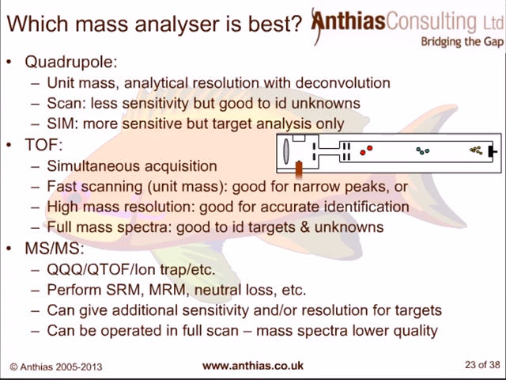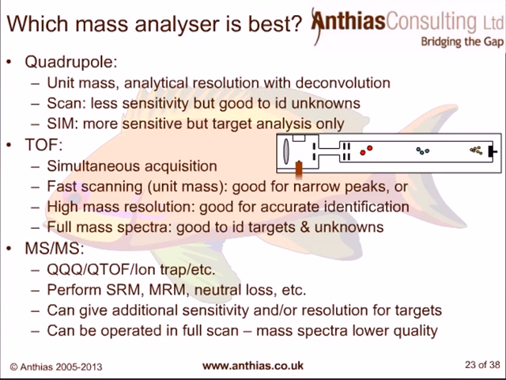A time of flight mass spectrometer gives us simultaneous acquisition, so it's not scanning, and we get full mass spectra, very good for identification. We can get two types really. Fast scanning, generally unit mass, is very good for narrow peaks, particularly if you're doing something like GC times GC. Or you could use a high mass resolution time of flight, which is good for accurate identification of analytes because you can get the exact masses of both the fragments and the molecular ion. Again, these give us full mass spectra, so they're good for identifying targets but also unknowns.